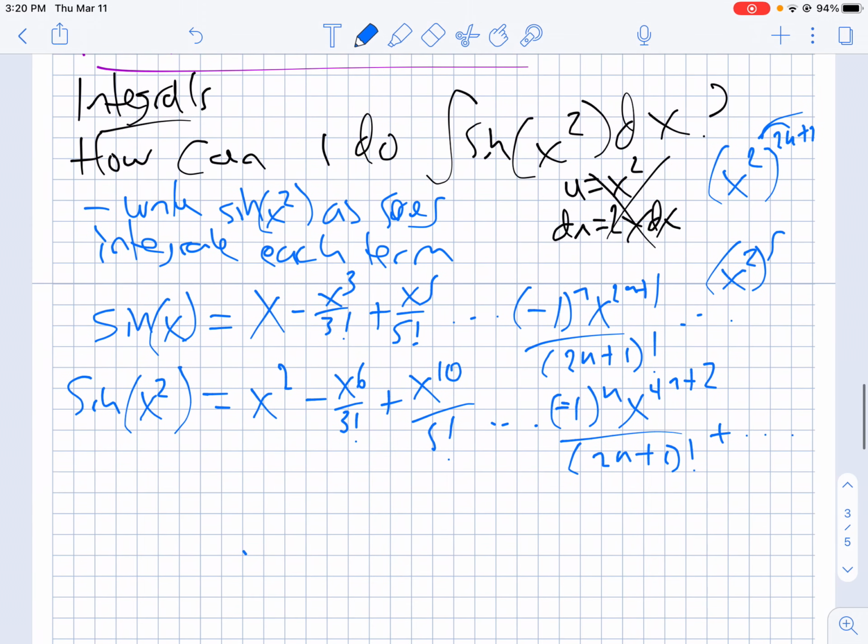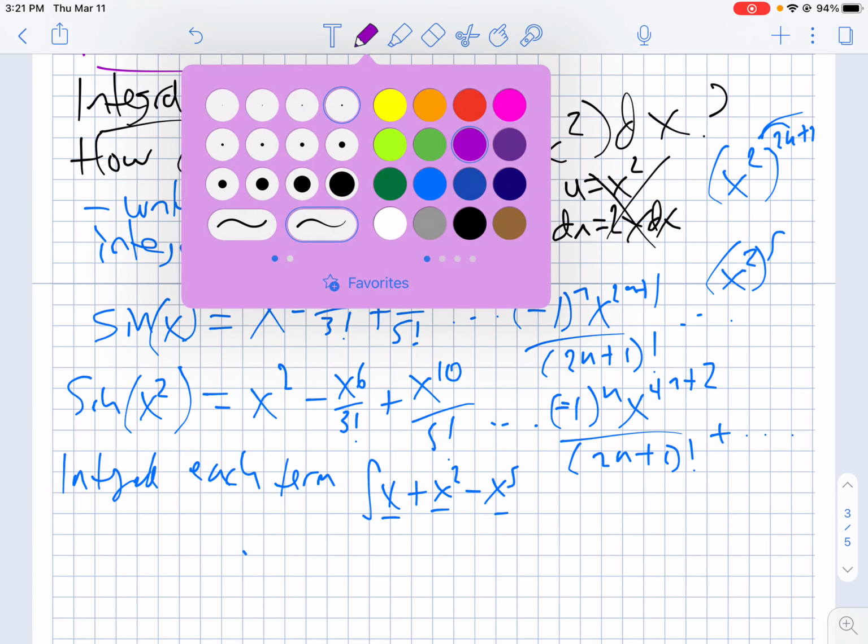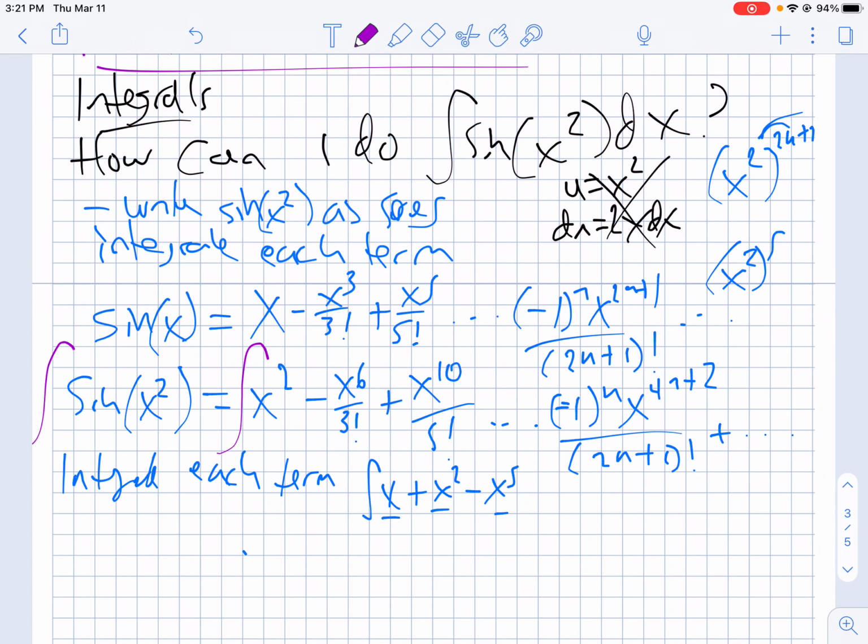Okay, so now that we do that, we're going to integrate each term. And the good news is that everything is added. So if we were to integrate x plus x squared minus x to the 5th, you just integrate each term and then add or subtract those. So I'm going to do the same thing here. When I integrate this, I'm going to integrate the whole thing.